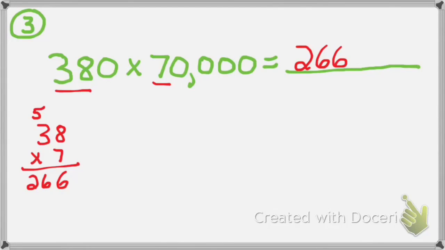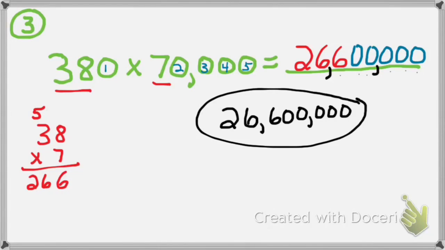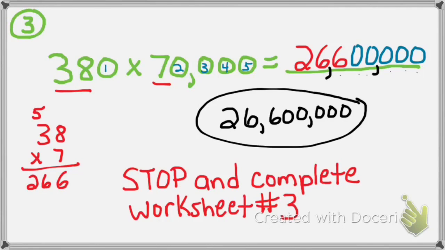Now I'll count all of my ending zeros. 1, 2, 3, 4, 5, and tack on my 5 zeros at the end. This answer obviously has more than 3 digits, so I need to count backwards for my commas. 1, 2, 3, comma, 1, 2, 3, comma. My final answer is 26,600,000. Please stop the video and complete worksheet number 3 right now.